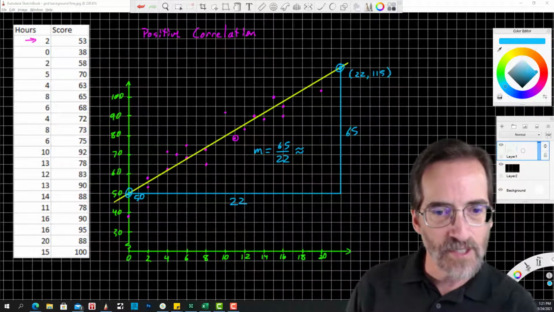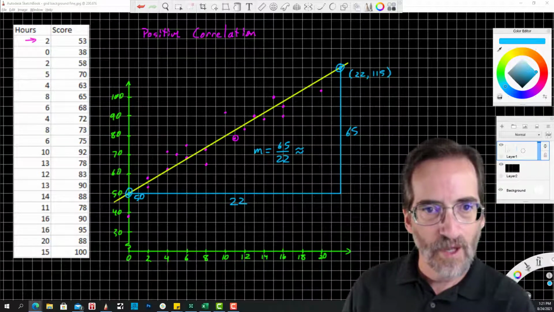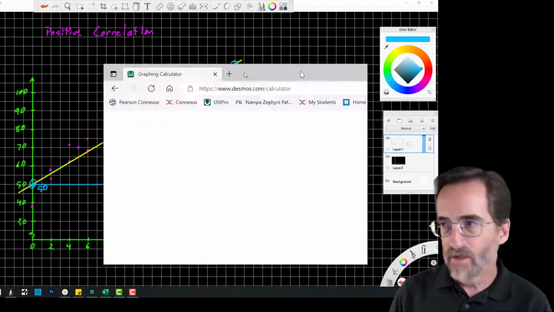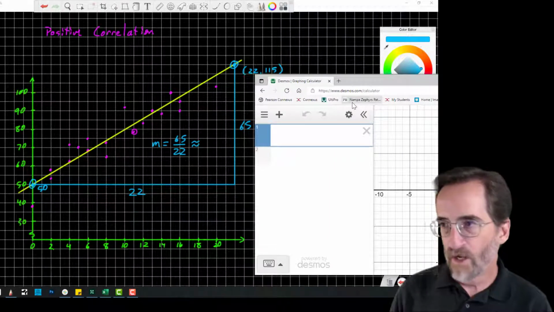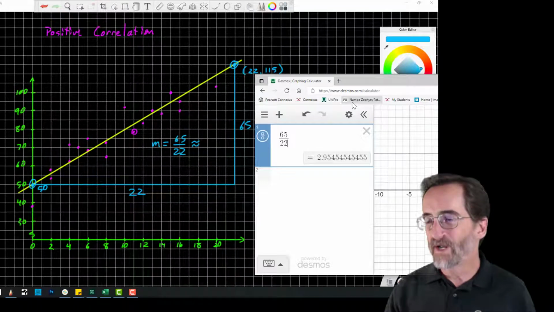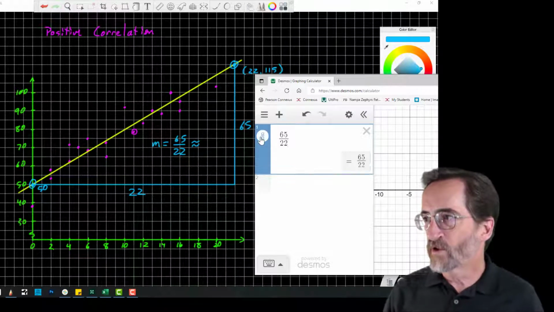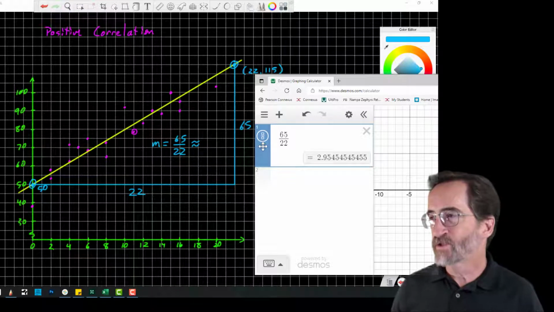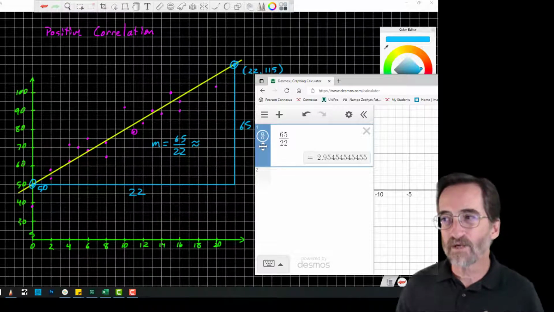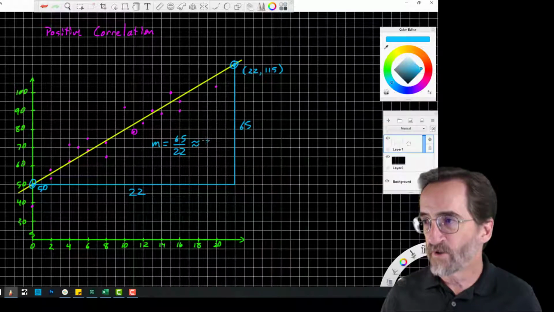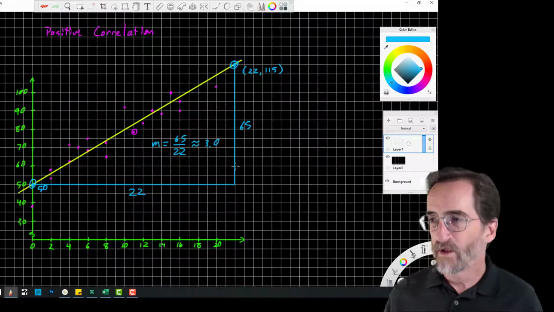Okay, I'm going to bring up Desmos here. And that's just my calculator. And I want to do 65 divided by 22. And I get 2.95, right? By the way, if you click on this, it'll reduce the fraction for you, but there's no reduction. 65 over 22 doesn't reduce. Okay, so 2.95, or actually, for the sake of rounding, this is actually 3.0, right? So approximately 3.0 to the nearest tenth. So it has a slope of 3.